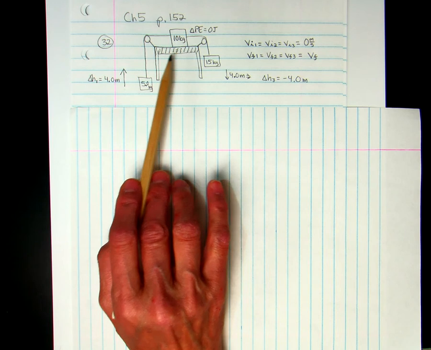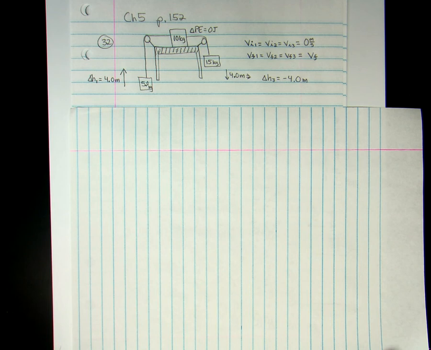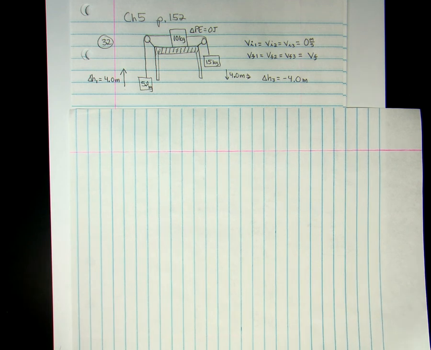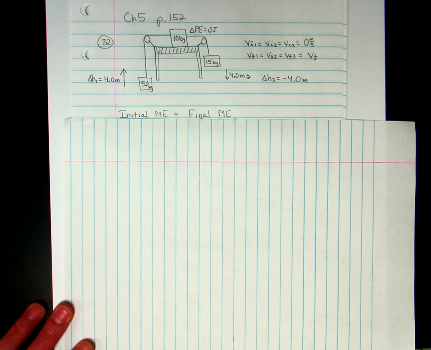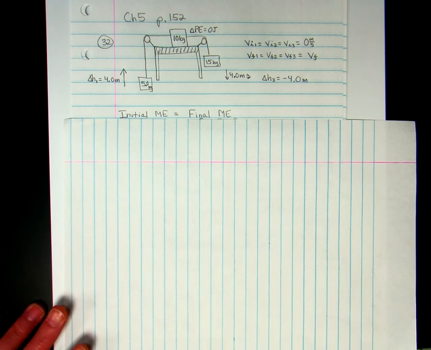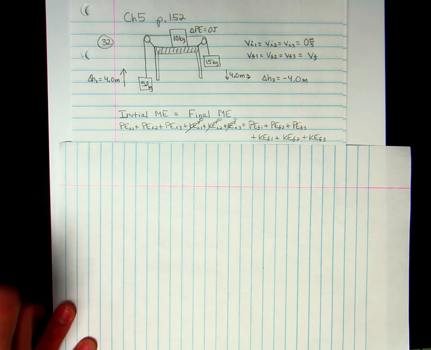Now, in this problem, there are no dissipative forces, there's no friction, so they're only conservative forces. Well, what do we know about conservative forces? We know total mechanical energy is conserved. So the total initial mechanical energy equals the total final mechanical energy. And I've written an equation here.